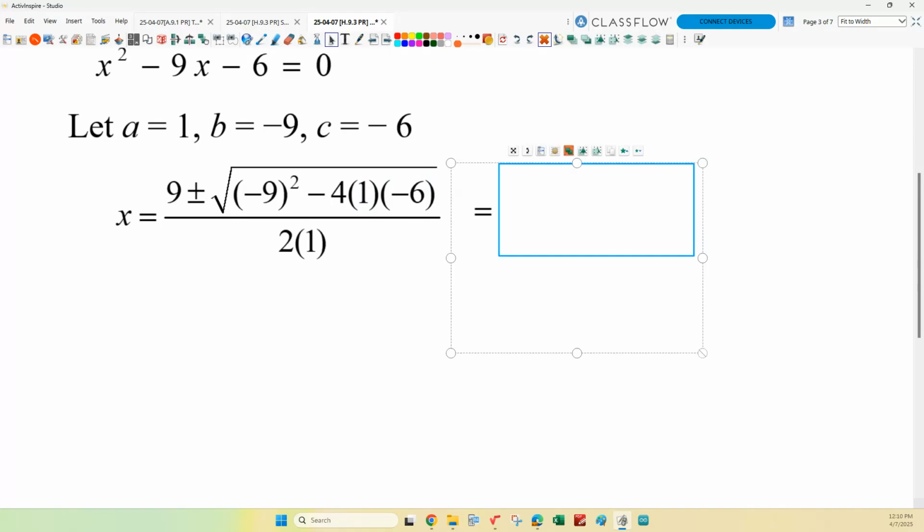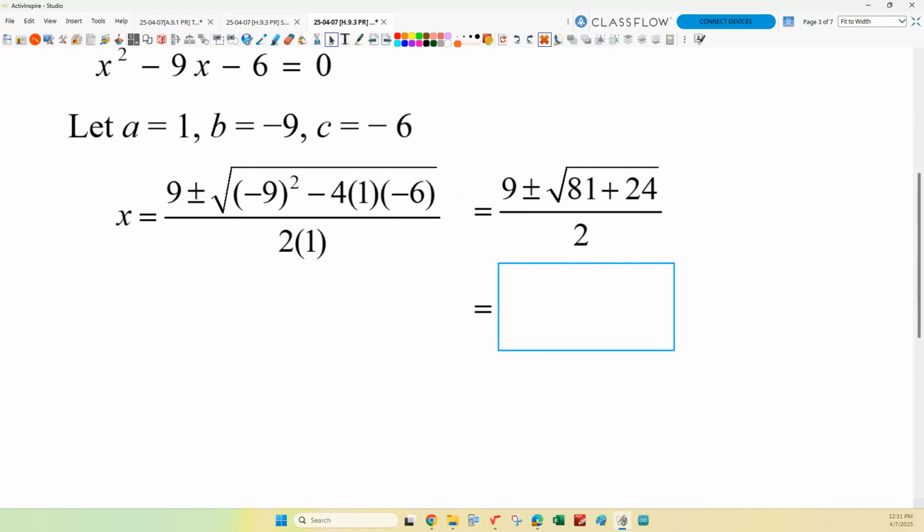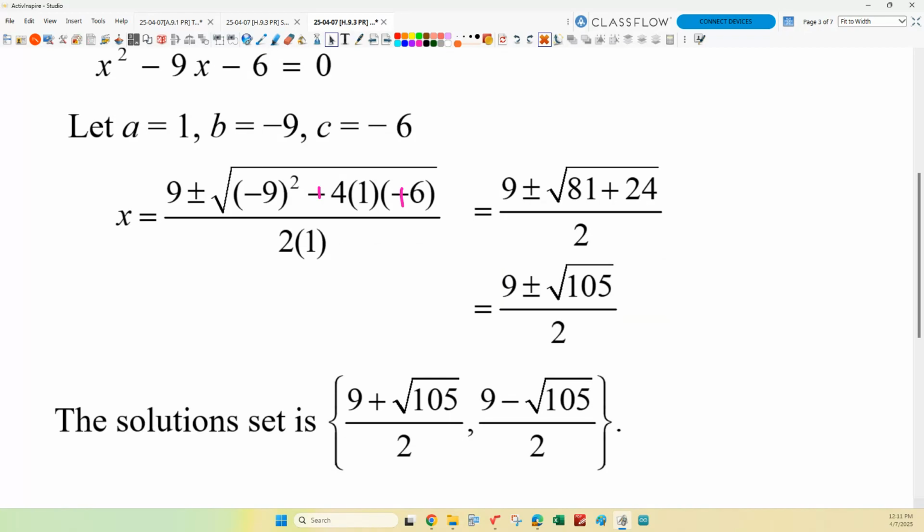So 81, and notice that subtracting a negative means I'm adding, right? So 81 plus 24, what is that, 105? I get my discriminant is 105, so that's the number under the radical. Is that going to simplify? No, there's no perfect square factors of 105, are there, right? 105 is just 21 times 5, so the factors are 3, 7, and 5, no couples, right?